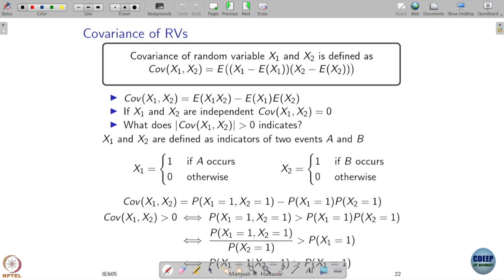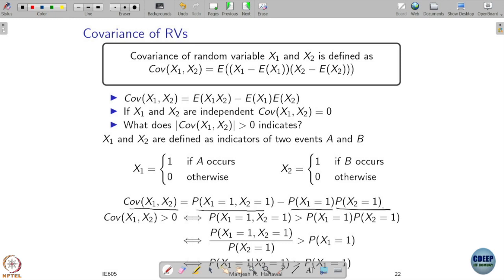Now let's try to understand what the covariance of this means. You can do quick calculations if you apply this definition of expectations. The covariance between x1 and x2, you can verify, will simplify to the probability that x1 is 1 and x2 is 1, minus the probability that x1 equals 1 times the probability that x2 equals 1. It will work out like this.